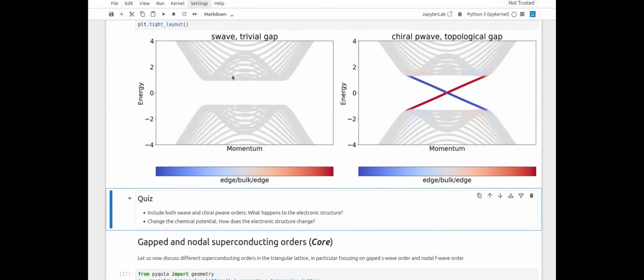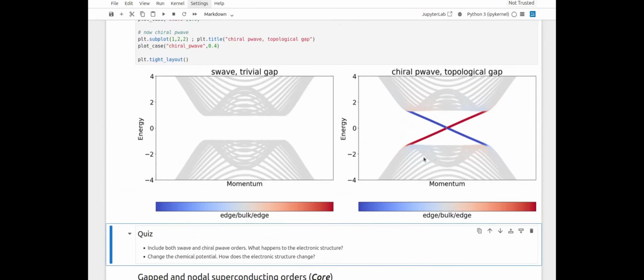So here you see that for S-wave superconducting gap, there's no gap in the system. And for chiral P-wave superconducting order, there's a gap in the bulk, but then the edge has two chiral states, one located in one edge, the other located in the other edge. And so the first question is what happens if we add both S-wave and chiral P-wave orders?